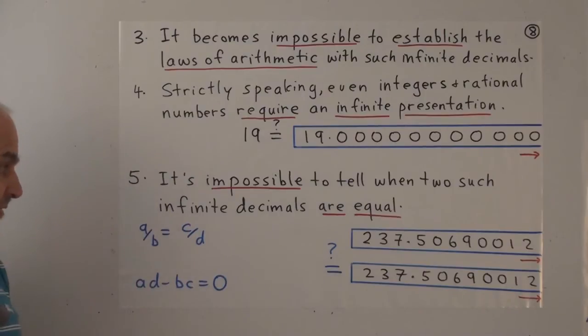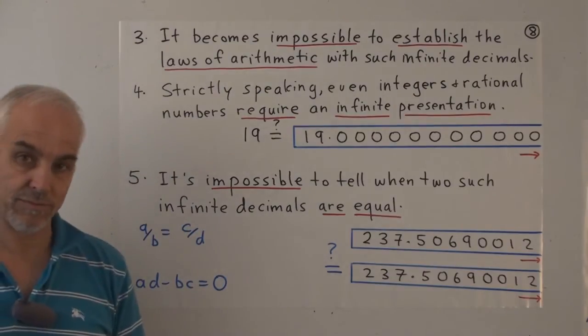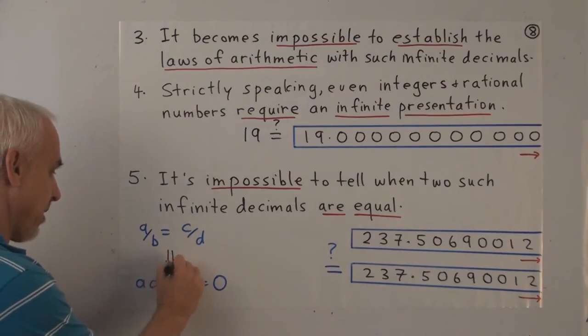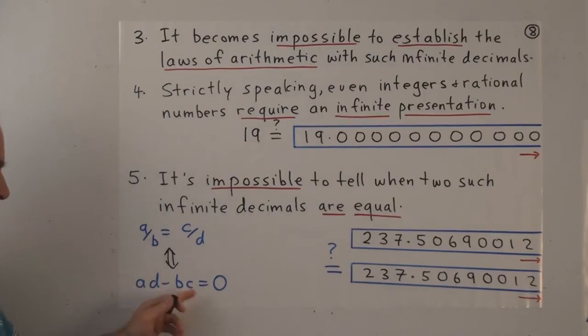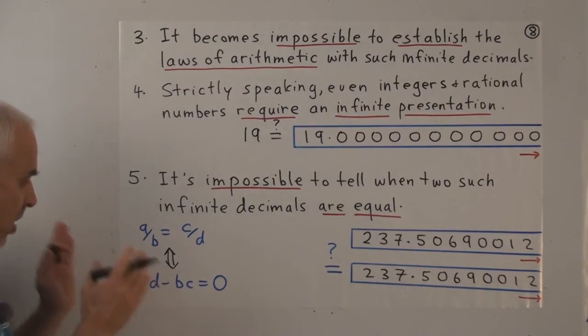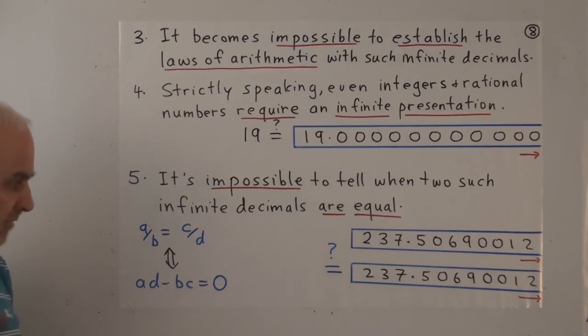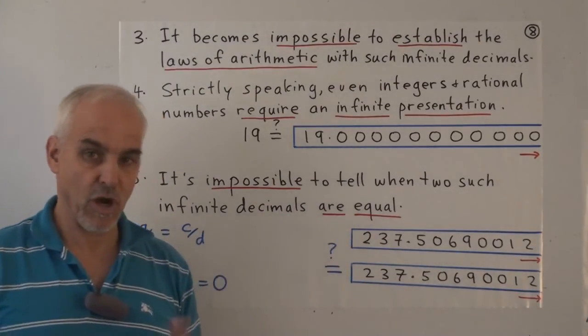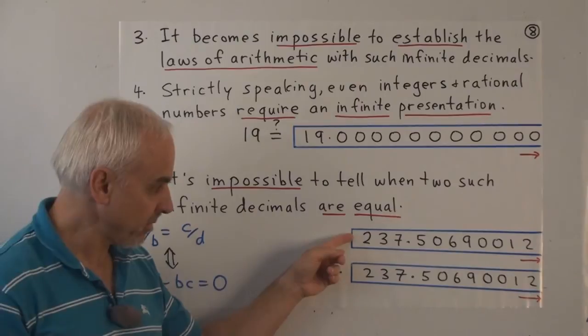Another difficulty is that it's impossible to tell when two such infinite decimals are equal. I remind you that if you have two fractions, a over b and c over d, that they are equal precisely when AD minus BC equals 0. This is a cut and dried, concrete way of telling whether two fractions or rational numbers are the same. How do you tell whether two infinite choice infinite decimals are the same? So here's one, and here's another.